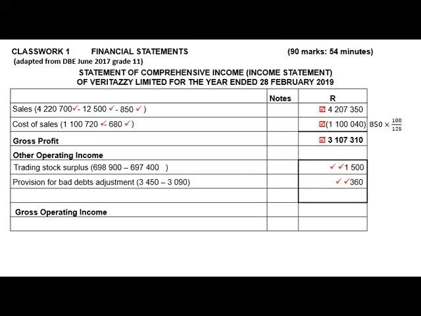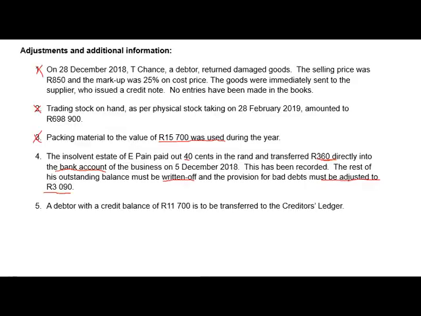We're done with that. Let's move on to the next one. A debtor with a credit balance. Note that a debtor cannot have a credit balance, of 11,700, is transferred to the creditor's ledger. That means we owe that debtor. That debtor is actually not our debtor, is actually our liability.